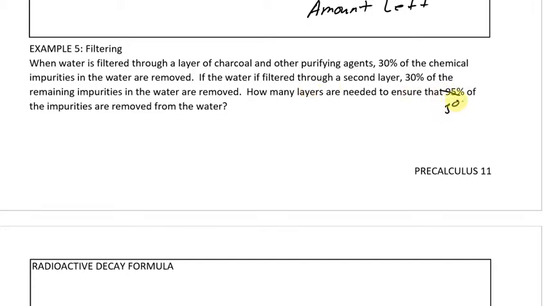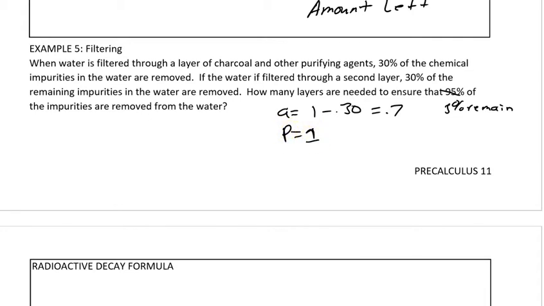So now for P, we're just going to use 1. They didn't give us an amount, we can just use 1. We can always change it later on if we wanted to. But if there is no P, we're just going to use 1. So I would have A equals 1 times 0.7 to the x power.